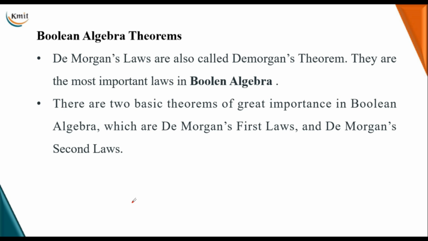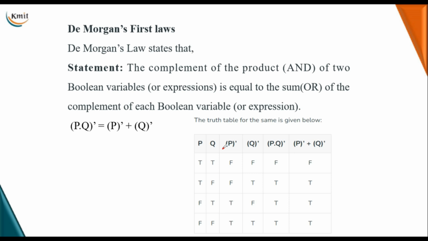Boolean algebra theorems: the most powerful theorem in Boolean algebra is De Morgan's theorem. Using this theorem, we can distribute the functions. It is defined with two laws, De Morgan's first law and De Morgan's second law. De Morgan's first law defines that the complement of the product of two Boolean variables is equal to the sum of the complement of each Boolean variable.